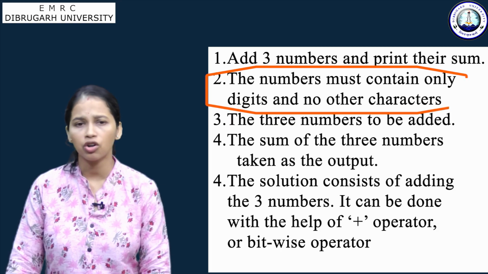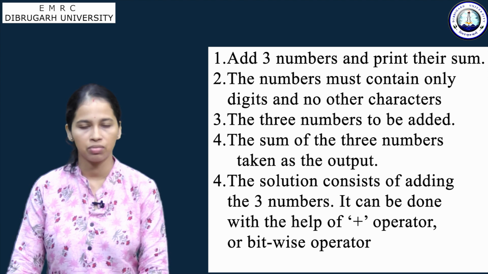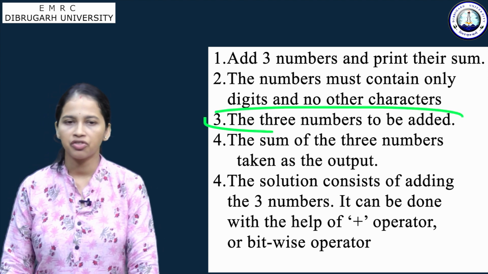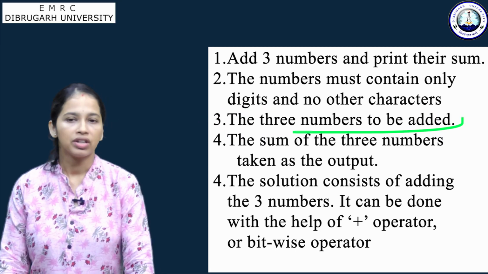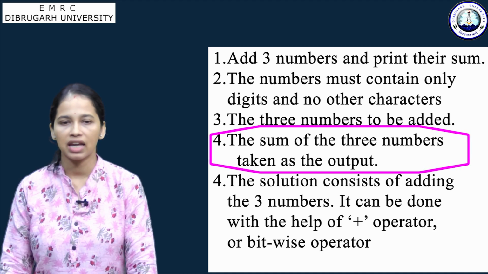There may be another constraint also, but I am taking this constraint as an example. Okay. Prerequisite is the input. So, what will be the input? If there are 3 numbers, then there will be 3 inputs. Okay. What is our output? Output will be the sum of these 3 numbers taken as the output.